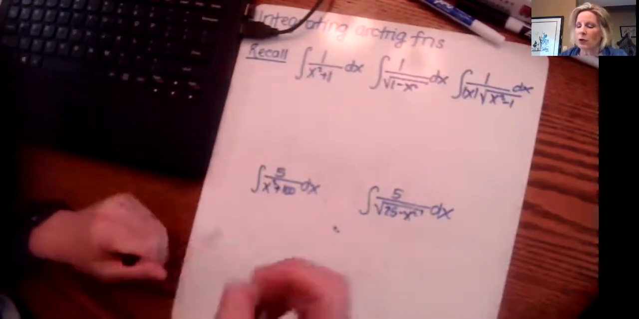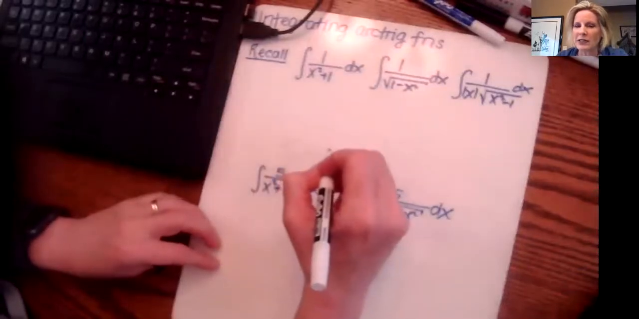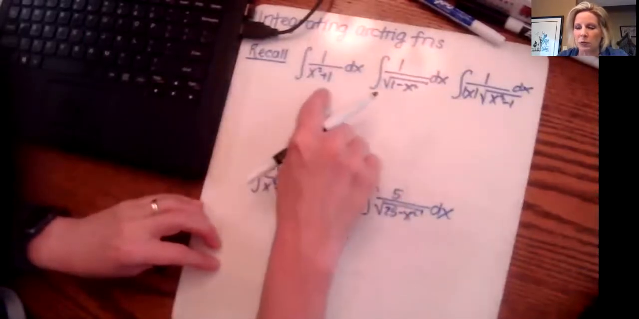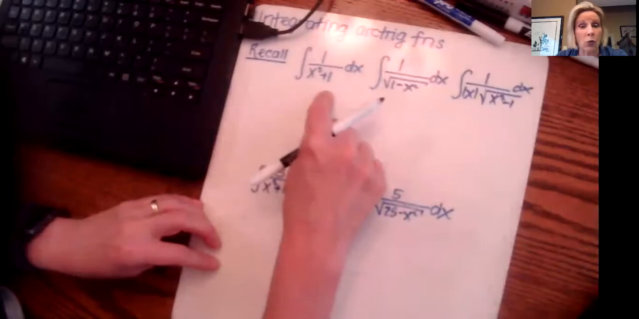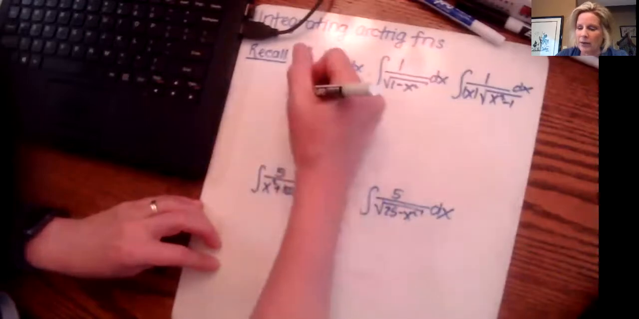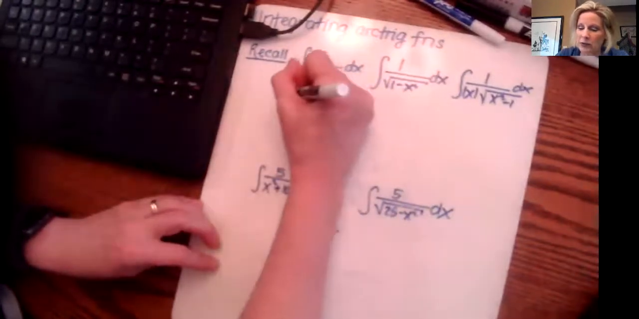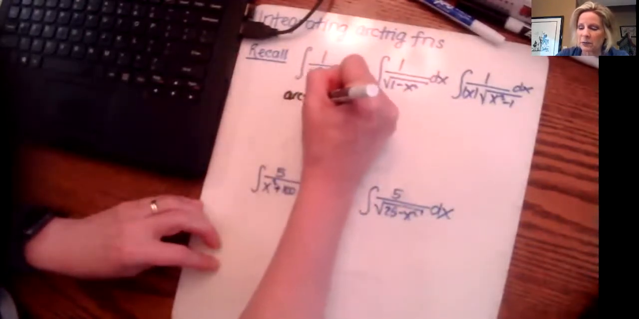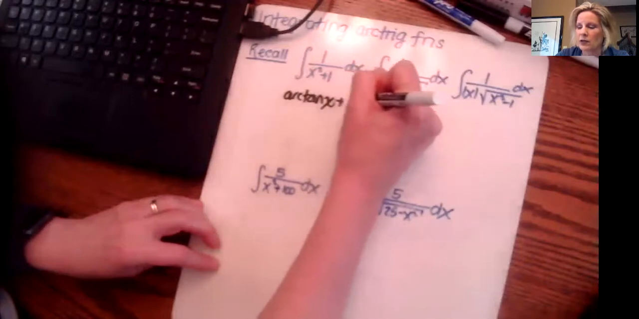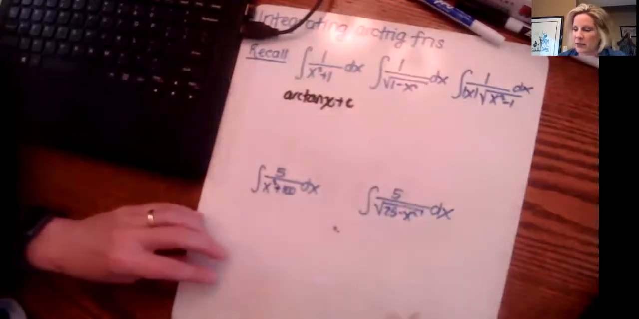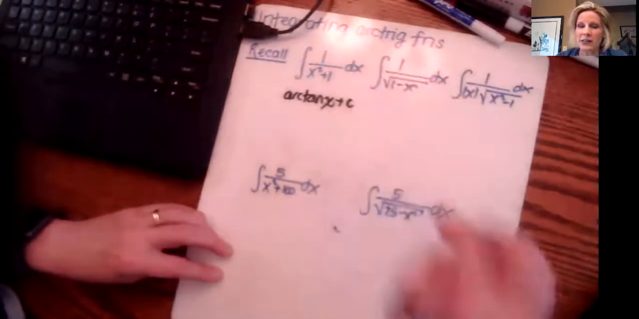So remember, we know the derivative of arc tangent x is 1 over x squared plus 1, or you could write it 1 over 1 plus x squared. So the antiderivative of 1 over x squared plus 1 is arc tangent x, and of course plus c, okay? Do you recognize this one?